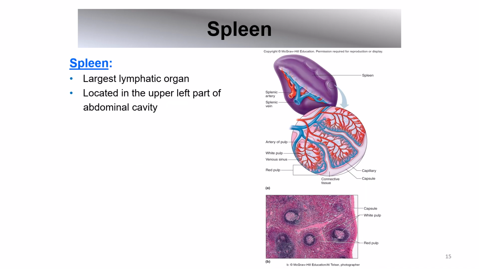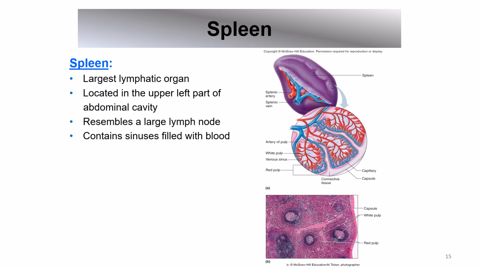Another lymphatic organ is the spleen. This is the largest lymphatic organ. And it's kind of just like a large lymph node. But here, blood vessels are actually attaching to this organ. But yeah, it does say here it resembles a large lymph node.